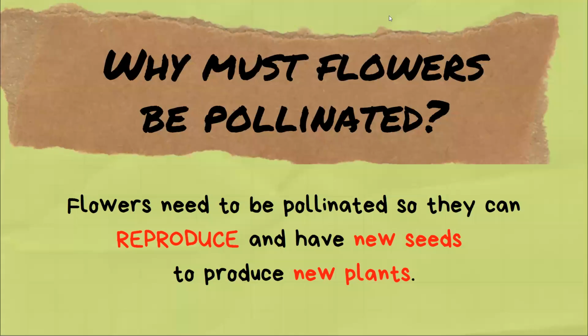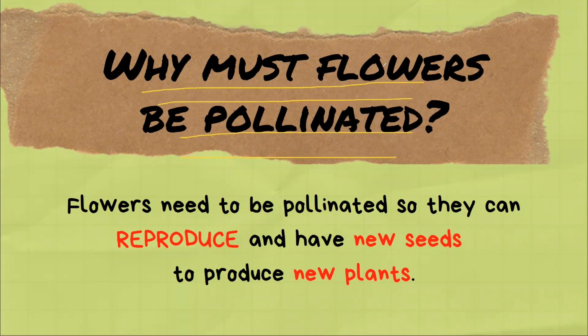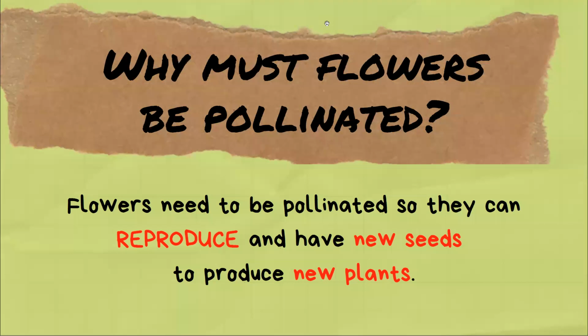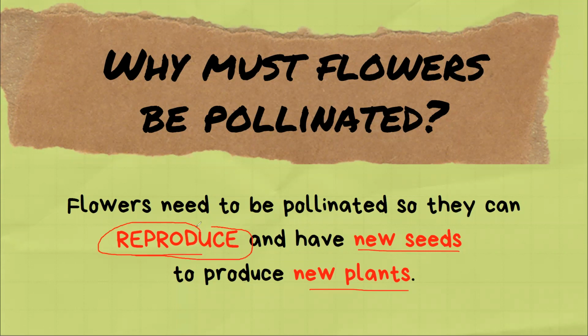The last subtopic would be: why must flowers be pollinated, teacher? Good question, class. The answer is rather simple. Think about it this way: if flowers don't get pollinated, they won't have new seeds and they won't have new plants. So in a way, they won't be able to reproduce. Flowers need to be pollinated so they can reproduce and have new seeds to produce new plants.